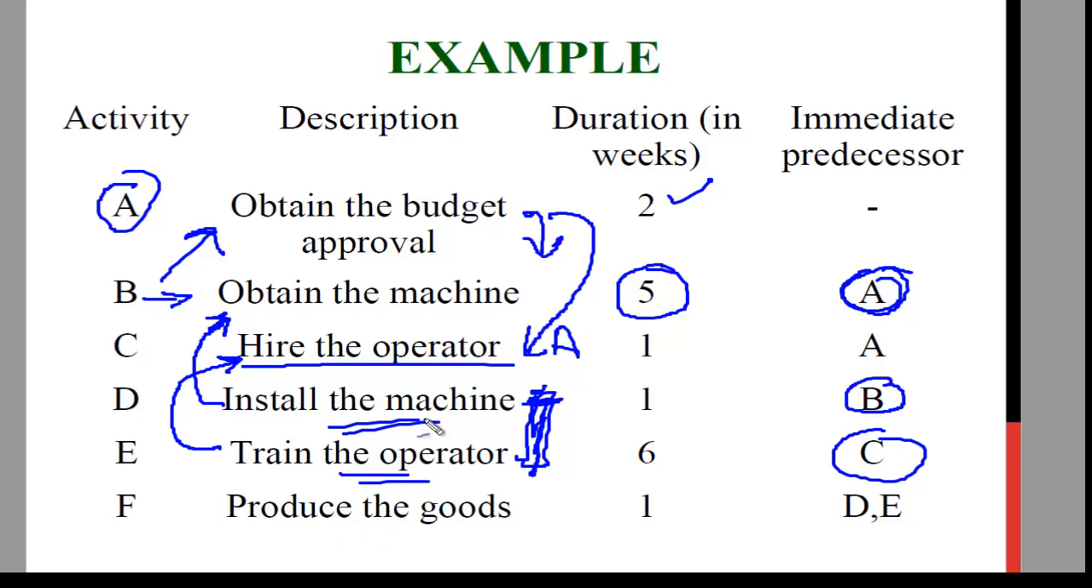अगर आपके पास machine install है तब भी आप गुड्स नहीं बना सकते क्योंकि ऑपरेटर आपके पास ट्रेन नहीं है, या अगर आपके पास ऑपरेटर ट्रेन है लेकिन मशीन इंस्टॉल नहीं है तो तब भी ये नहीं बन सकता। यानी कि you have to have D and E both executed, only then you can produce the goods. So this is our activities and their relationship with each other.